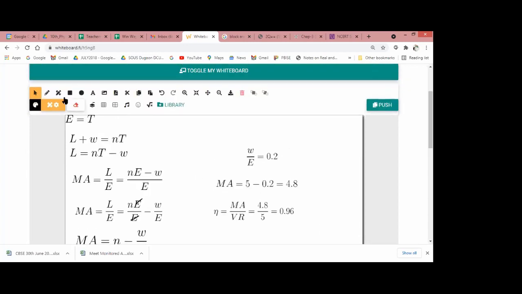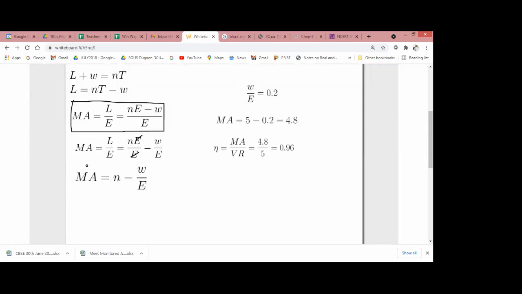And therefore, for us, this equation becomes very important. This one is a very important expression for us: the mechanical advantage of a practical block and tackle is equal to N minus W upon E. Understood? Now, the same equation, if I divide it by N, because N is the velocity ratio, agreed or not?